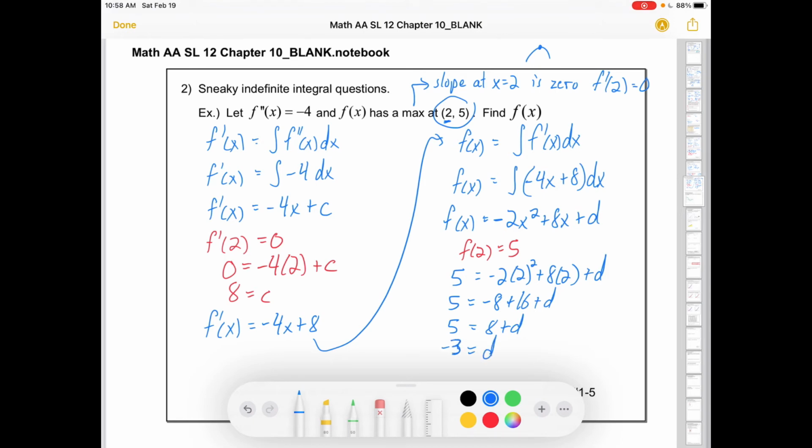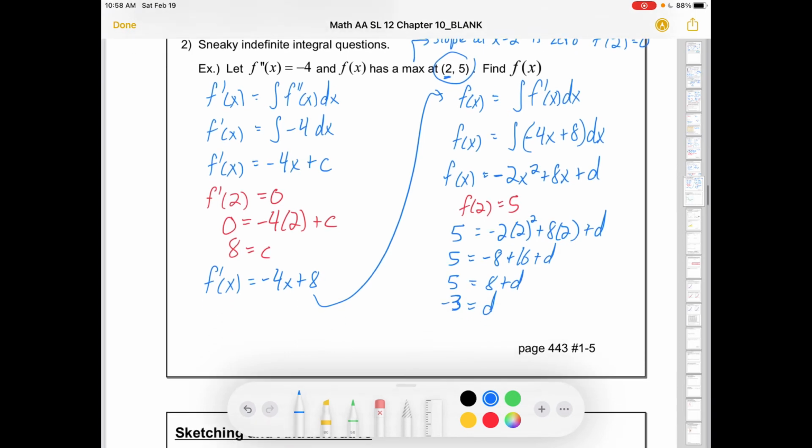All that work to find, in this case, 2 constants of integration, and be able to give us a final answer of negative 2x squared plus 8x minus 3. That is the unique function that has a second derivative of negative 4 and has a max at 2, 5.